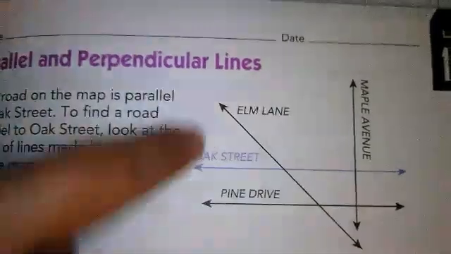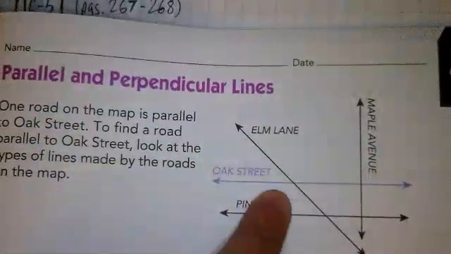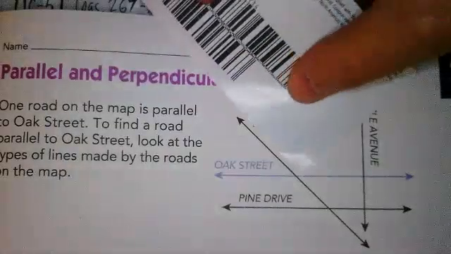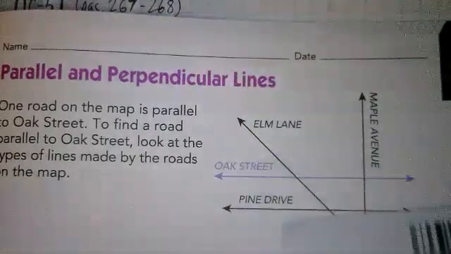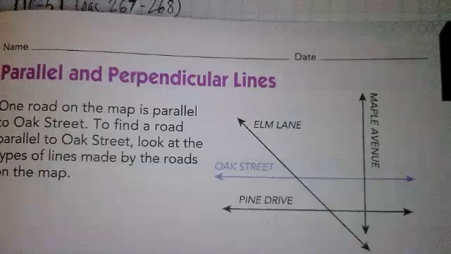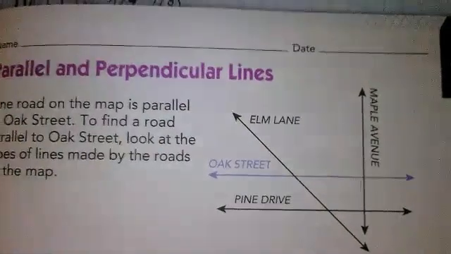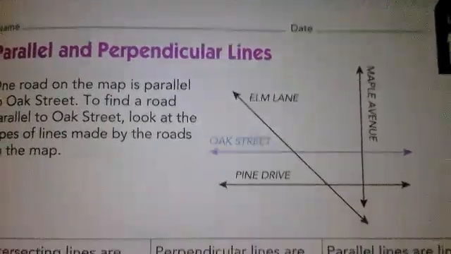Elm Lane, right? Elm Lane goes straight through Oak Street right here, but if I do my right angle test, is that a right angle? No. What about this one? Is that a right angle? No. Not 4 right angles, so it intersects, but it's not perpendicular, right? Now, I want to take a look at this one real quick.